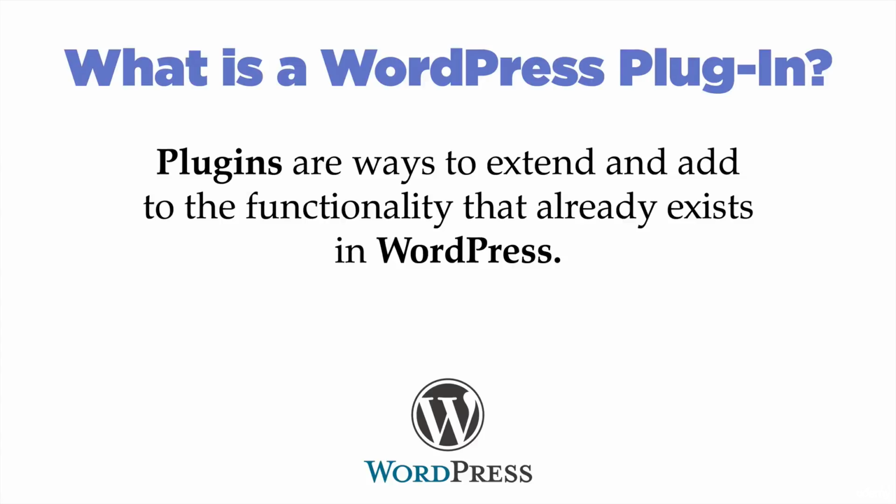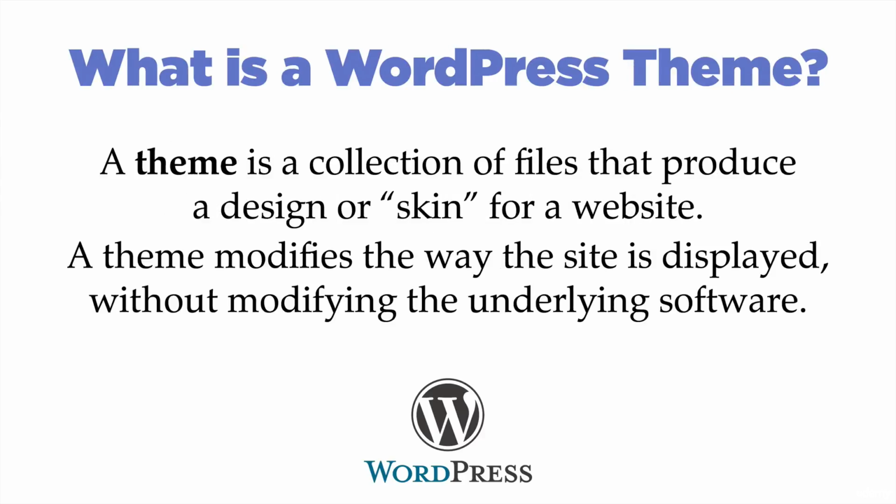Plugins are ways to extend the functionality of WordPress. So just about anything that you want to do with a website will probably exist in the form of a plugin. So it adds the ability to do something to the WordPress core software. And themes. What are WordPress themes? Well, a theme is a collection of files that produce the design or the skin of the website. So it's really about design. It can include a little bit of functionality as well, especially when you go on to the commercial themes.